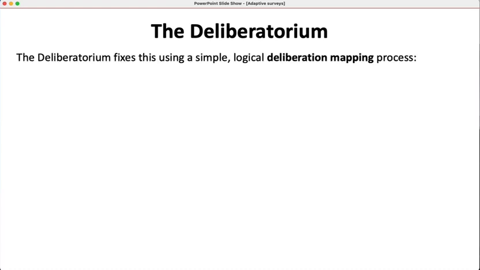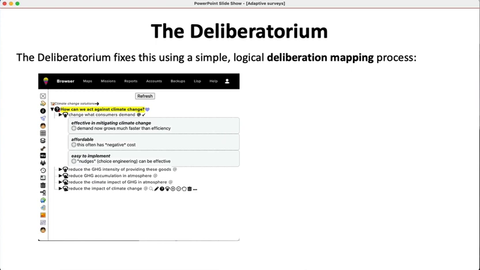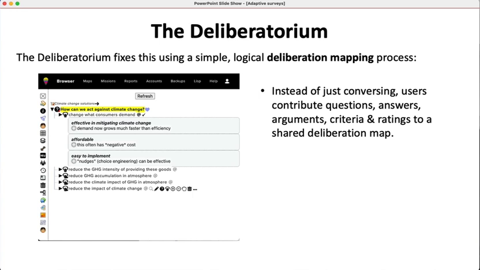The Deliberatorium is a tool that has been under development at MIT since 2007, which fixes these problems using a simple and logical process that we call deliberation mapping. This is a snapshot of the tool, and the basic idea is that instead of conversing, users collaboratively create a knowledge structure that's made up of questions, answers, arguments, criteria, and ratings. It's logically organized rather than just organized temporally. It's easy to avoid redundancy. All the content on a given topic will be co-located in the same place, just like books in a library would be.